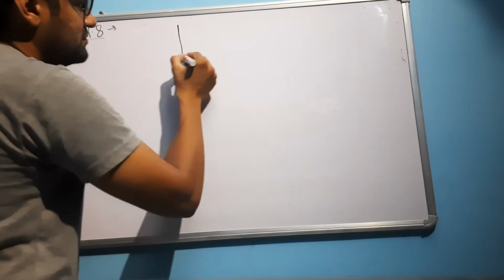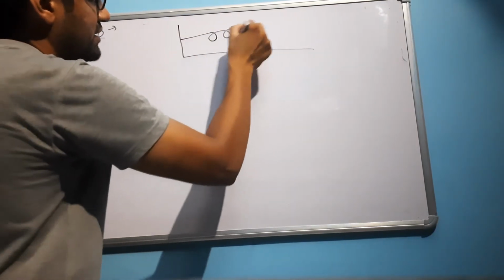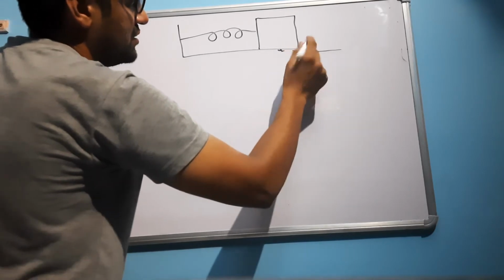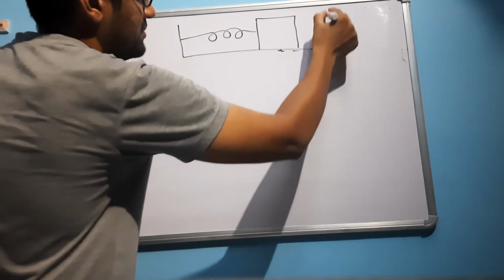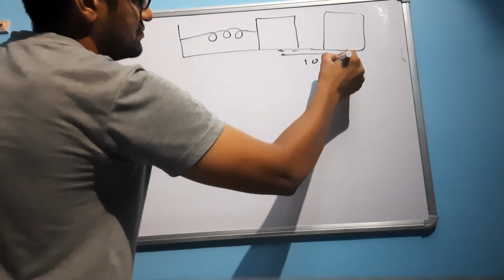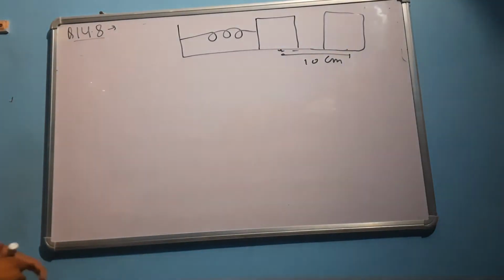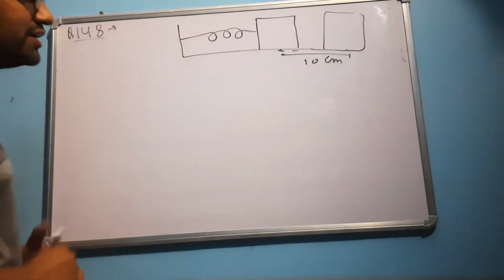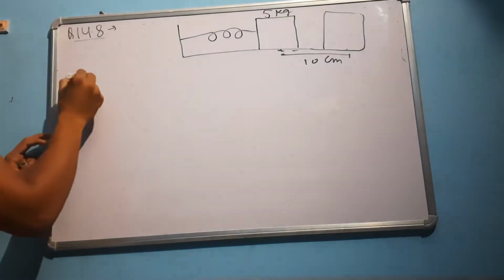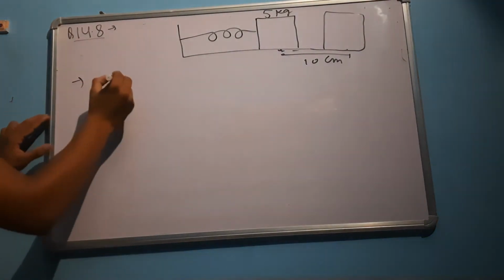We have a spring attached to a box. We have displaced it by 10 centimeter. What do we have to calculate? The mass of the box is 5 kilogram. The first is the time period. What is the formula of time period?